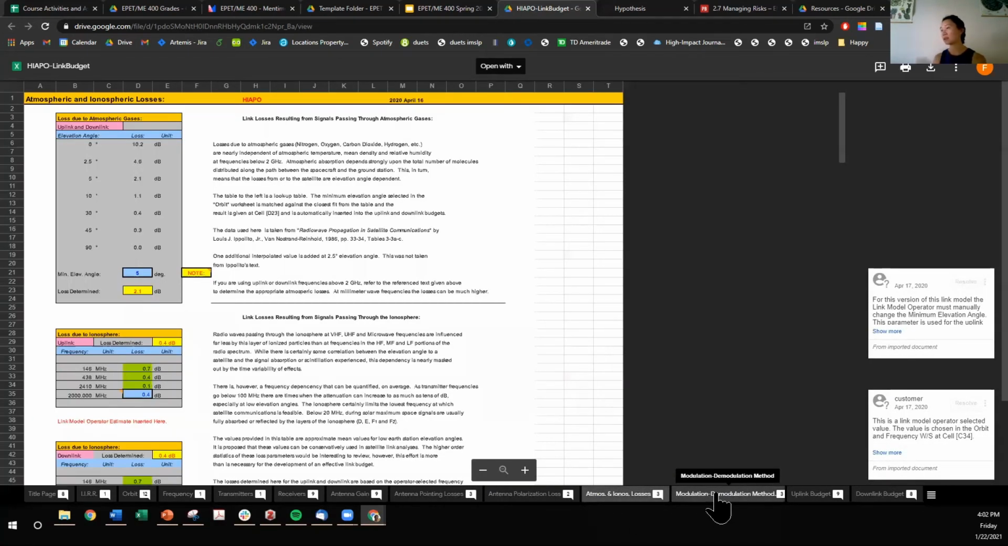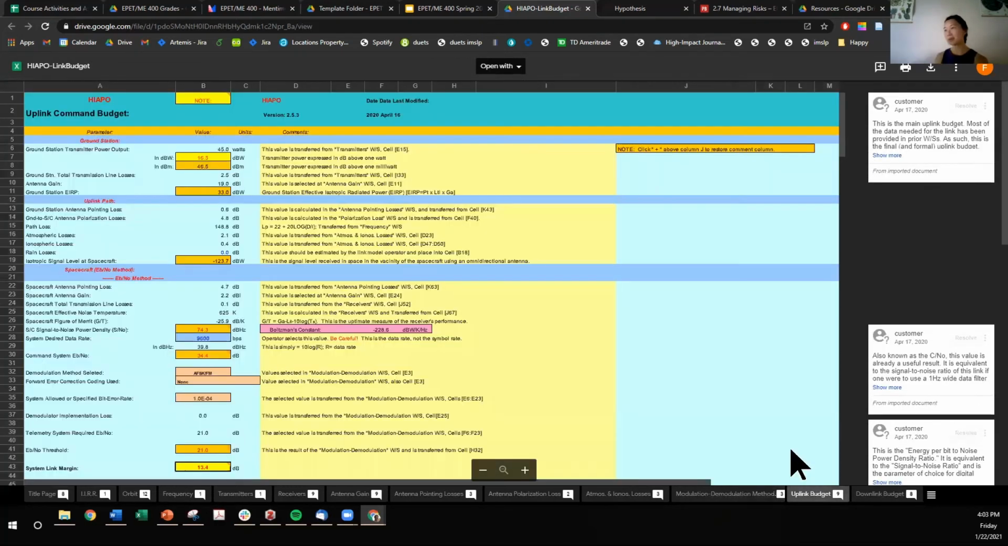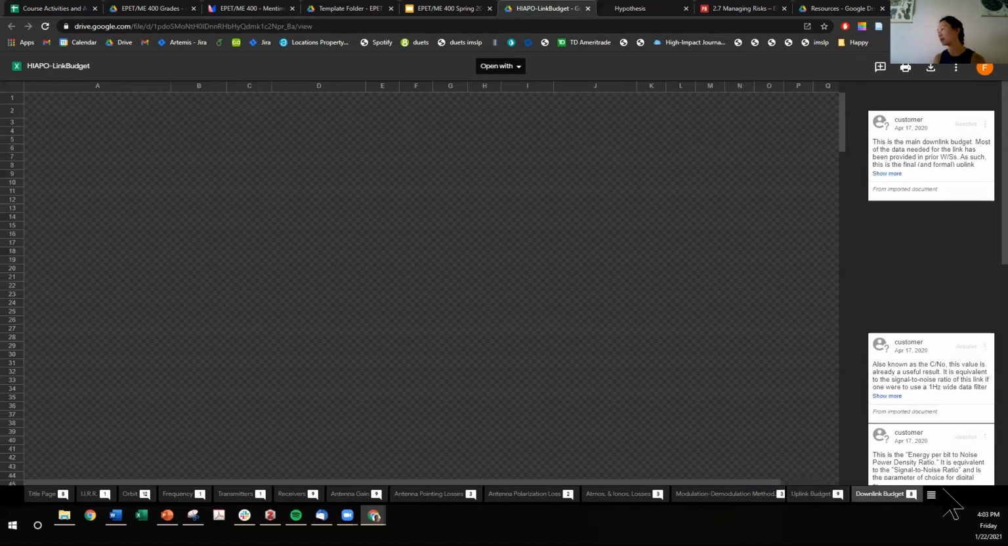And these terms will be defined once you get to the communication chapter, and creating a link budget will be the lab for that chapter. So please don't be intimidated yet. Just know that we have this as a resource for you.